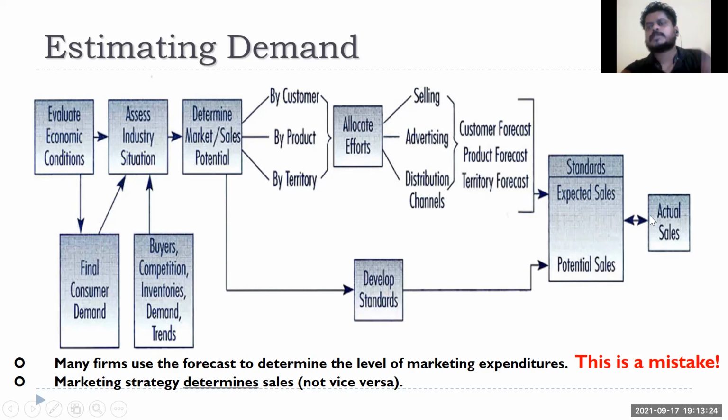Then actual sales will happen, right? Then you will compare that actual sales with the expected sales and potential sales, which will again help you make a commitment or a forecast for next year, right? So this is how, for most organizations, this kind of estimation process works, right? Any questions on this?